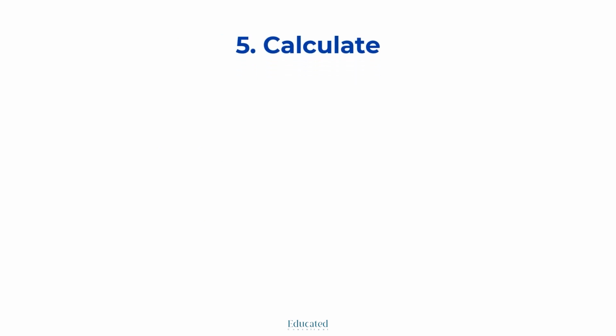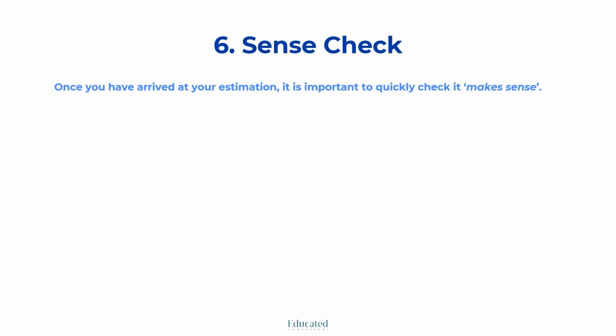Step 5 is to complete your calculations. When you are completing your calculations, you should communicate each and every step as you do it. This will allow the interviewer to follow along with your calculations. Once you have completed your calculations and arrived at a final number, you should run a quick sense check on your answer.